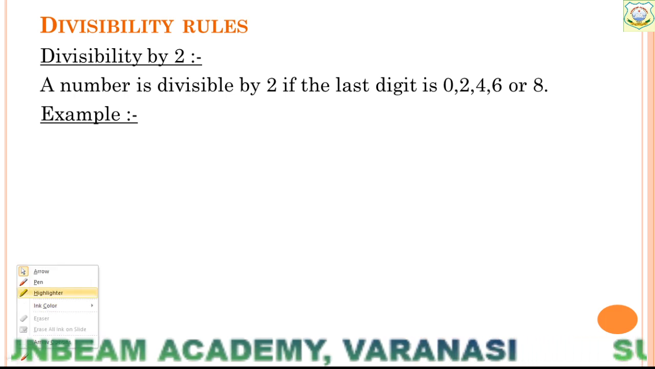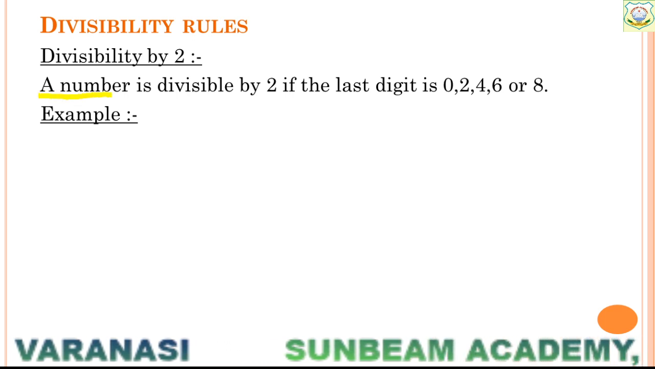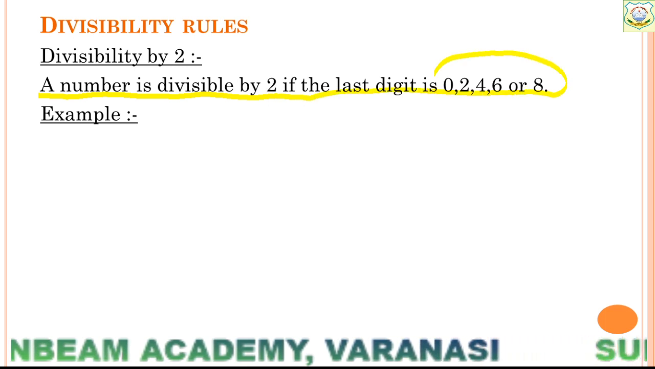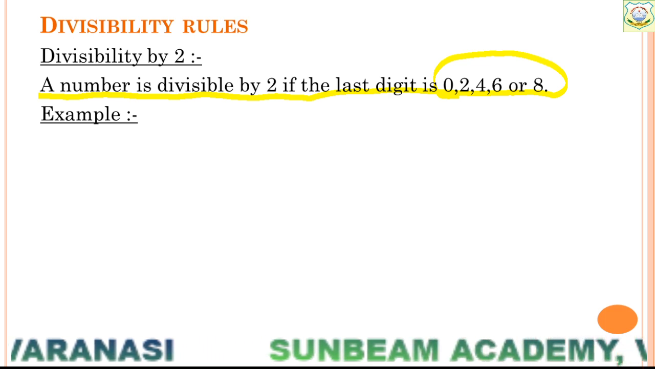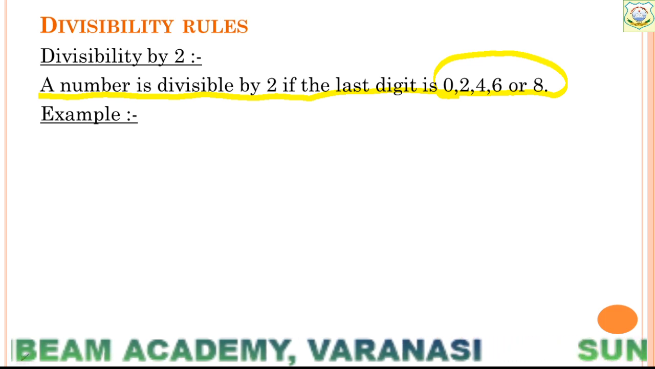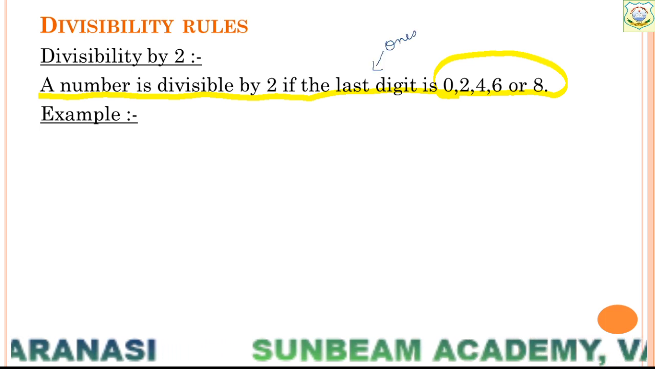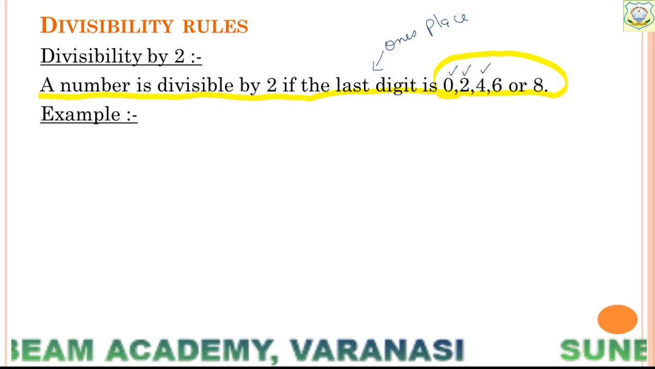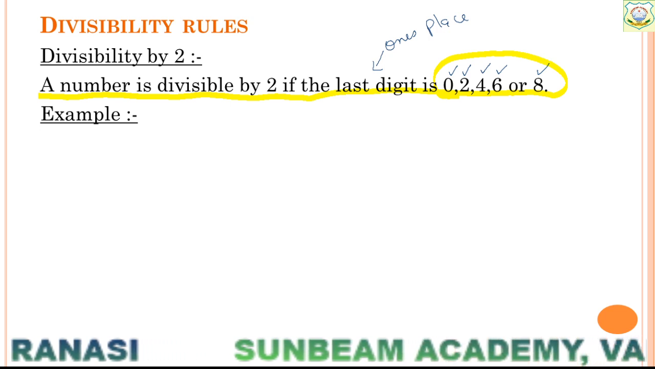So now first read out divisibility by 2. A number is divisible by 2 if the last digit is 0, 2, 4, 6, or 8. Okay. The last digit means the ones place. If the ones place is 0, 2, 4, 6 or 8, then it is divisible by 2.